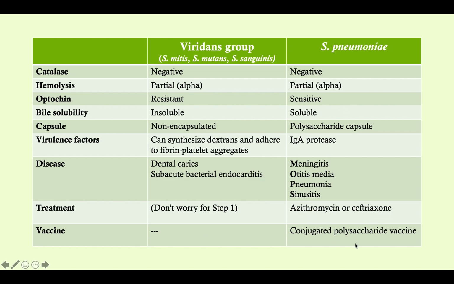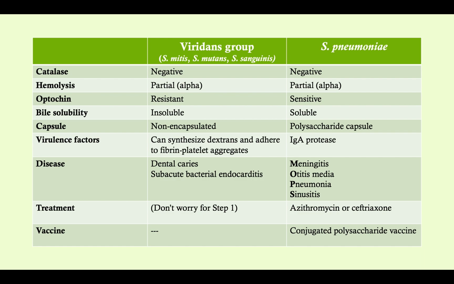Also, a vaccine is available for strep pneumo, the pneumococcal vaccine. For adults, it's a conjugated vaccine. Remember, conjugation is very important for the component vaccines. You don't need to conjugate it, but we often do.